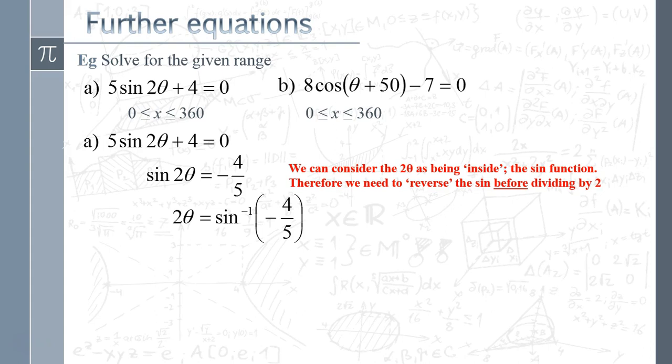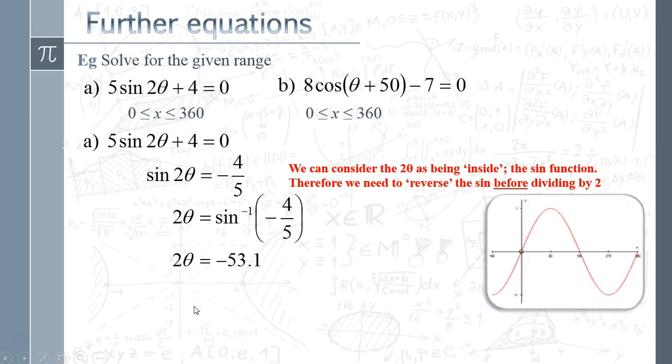So what we've got is 2 theta is sine to the minus 1 of minus 4/5. So that gives us the minus 53.1, and notice my equation is still saying 2 theta equals that. Looking at the range of values, we've got from 0 to 360. So there's my sine curve, there's the minus 53.1, those are the other two values that we need.